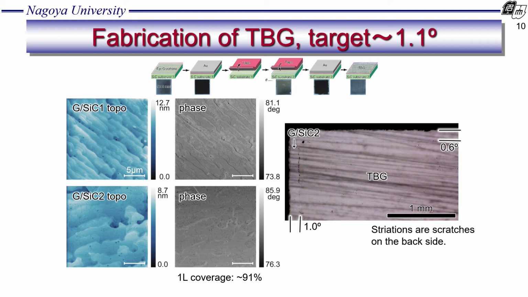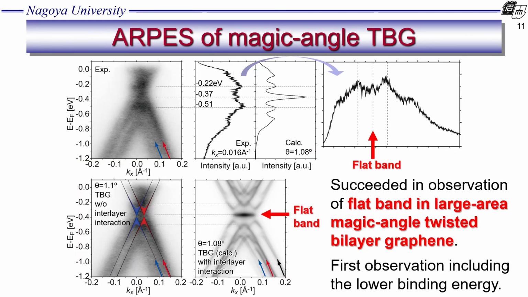The right figure is the optical microscope image after transfer. Twist angle, estimated from the angle between the edges, was 0.6 to 1.0 degrees. We then performed ARPES measurements of this sample. The top left figure is the ARPES image. As shown by blue and red arrows, multiple bands were observed.